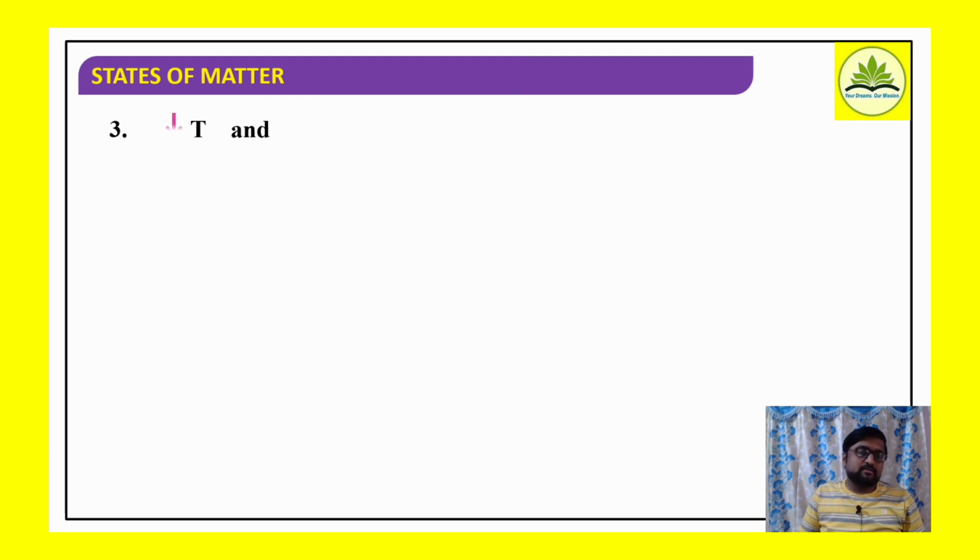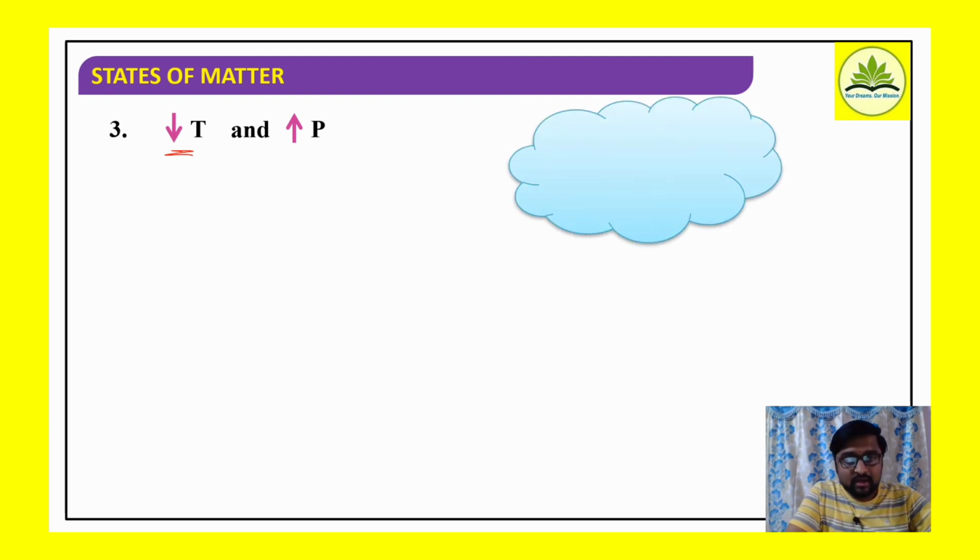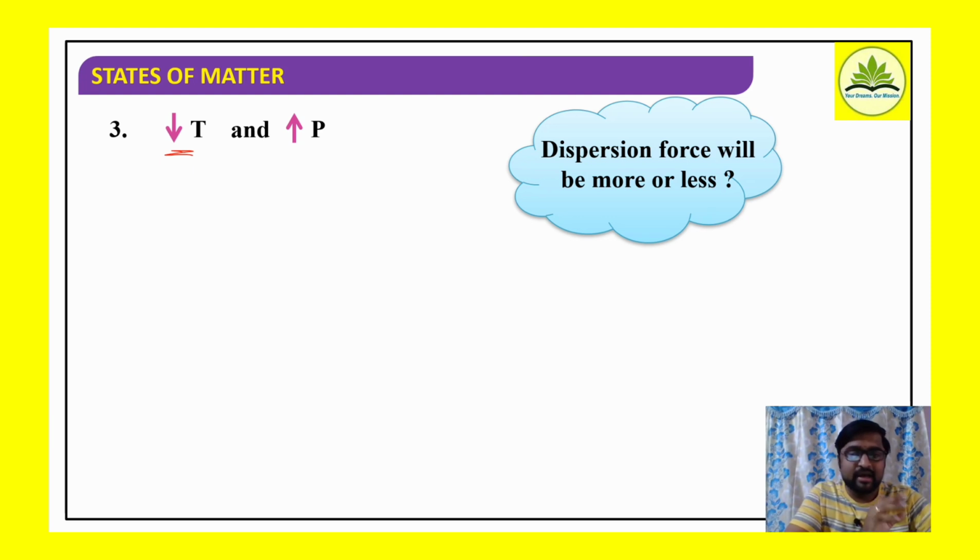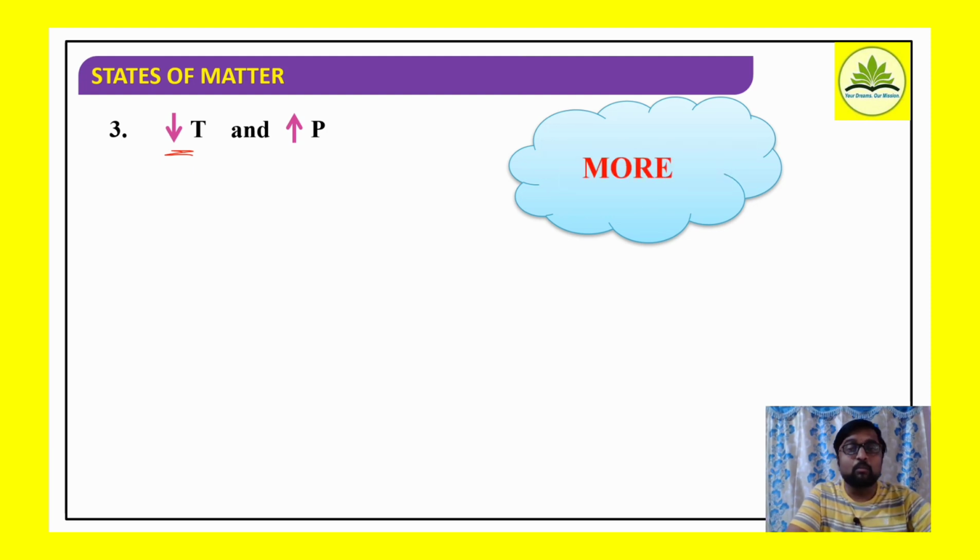Now the third factor is a condition I am specifying here. What is that condition? Low temperature. The downward arrow mark indicates low temperature and the upward arrow mark indicates high pressure. So the condition we are specifying is low temperature and high pressure. How is it going to influence the dispersion forces? Guess whether dispersion force will be more or less at this condition. The answer is more. At low temperature and high pressure, dispersion force will be high.